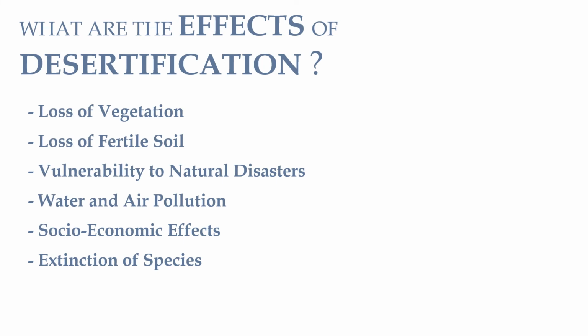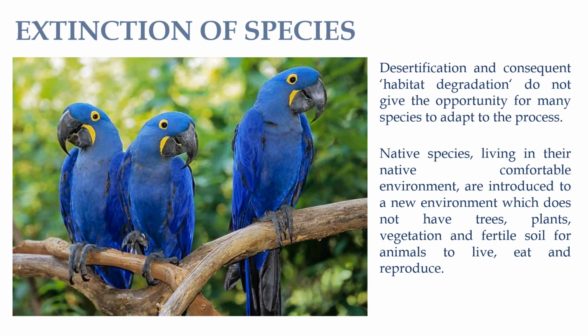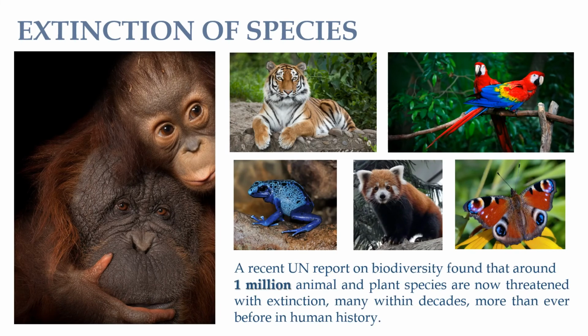Extinction of species. Desertification and consequent habitat degradation do not give the opportunity for many species to adapt to the process. Native species living in their native, comfortable environment are introduced to a new environment, which does not have trees, plants, vegetation, and fertile soil for animals to live, eat, and reproduce. A recent United Nations report on biodiversity found that around 1 million animal and plant species are now threatened with extinction, many within decades, more than ever before in human history.